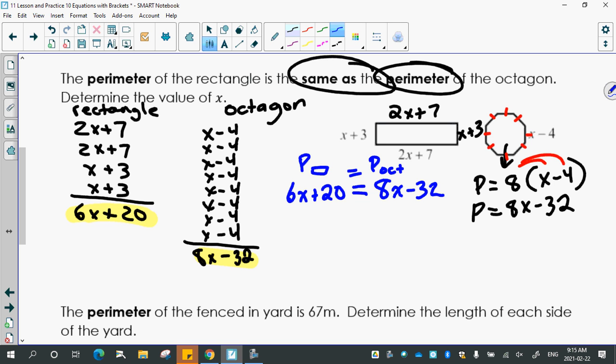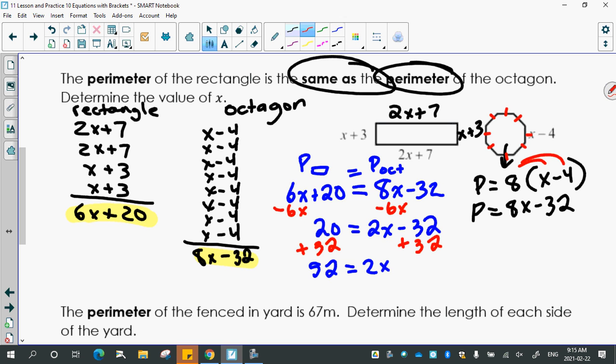Nice. Okay, so I'm seeing lots of people subtracting 6x from both sides. 2x minus 32. Then adding 32 to both sides. Dividing both sides by 2. And getting x equal to 26. Okay?